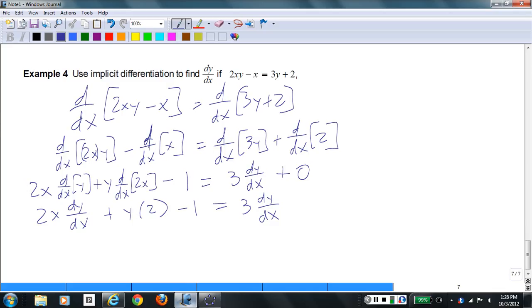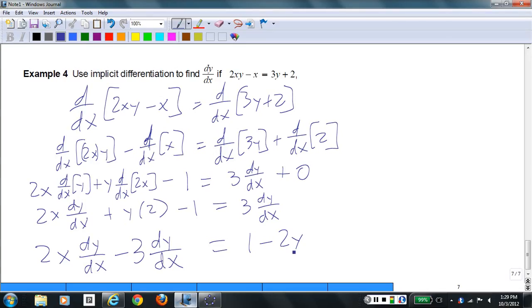Get the dy/dx terms together on the left-hand side, and it will look like this: 2x dy/dx minus 3 dy/dx. What's the other side of the equation going to look like? Either 1 minus 2y or negative 2y plus 1, whichever you prefer. I think I might prefer 1 minus 2y, but ask me again on another day and I might prefer negative 2y plus 1. So I'm going to go with that.